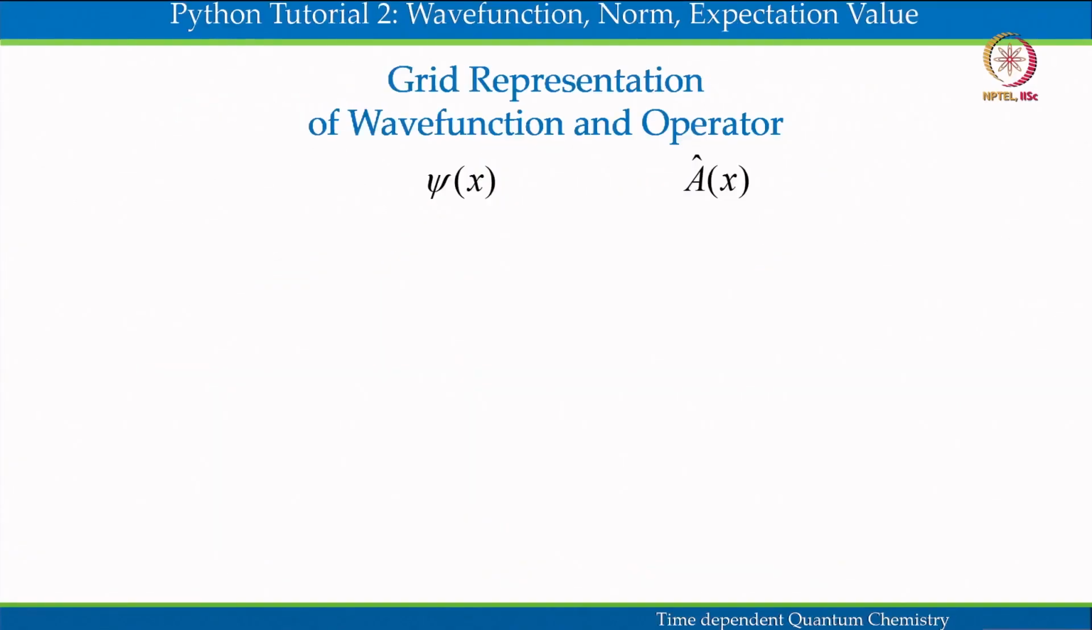The wave function and the operator, these are the two key constituents of quantum mechanics. The wave function represents the state of the system, which is represented by psi x. The state of a system is represented by the wave function. On the other hand, when an operator acts on the wave function, we get the observable.